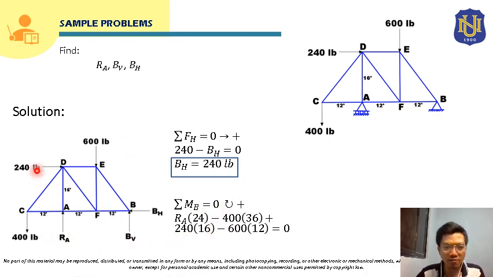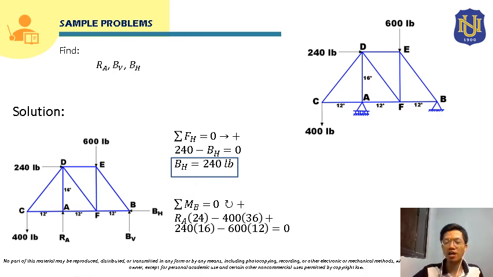Now, for the 240-pound force, its moment about point B will be 240 times 16. Its rotation about point B will be clockwise, that's why it will be positive here. Now, for the 600-pound force, its moment about point B will be 600 times its moment arm, which will be 12 feet, so this will be 600 times 12. Its rotation about point B will be counterclockwise, so it will be negative here. And we will equate this to 0. So the only unknown here is RA.